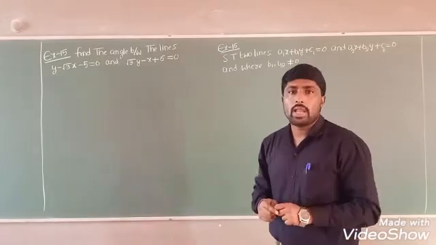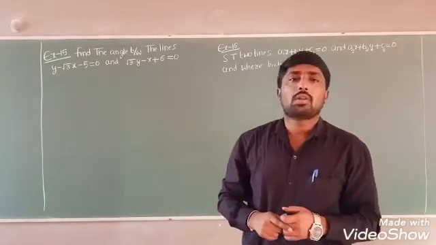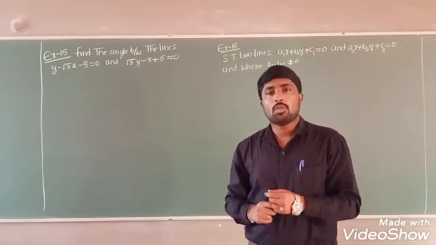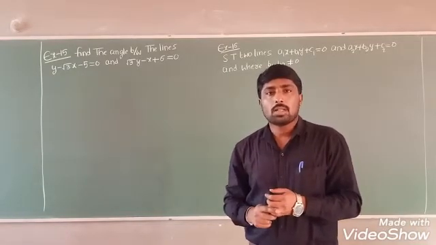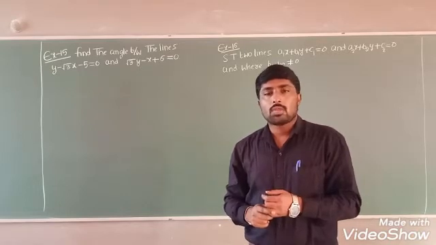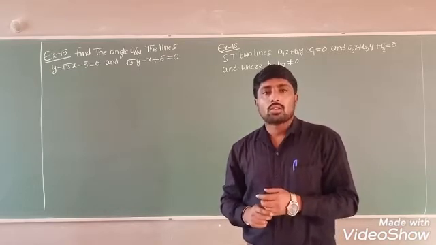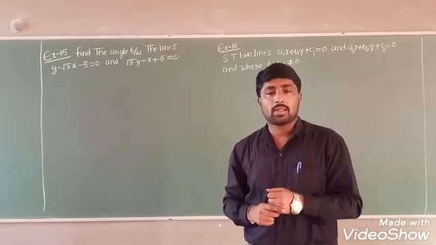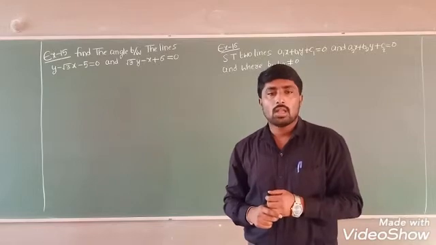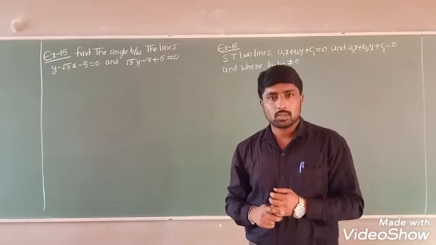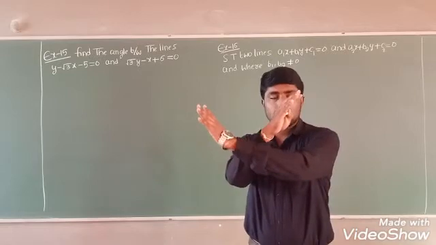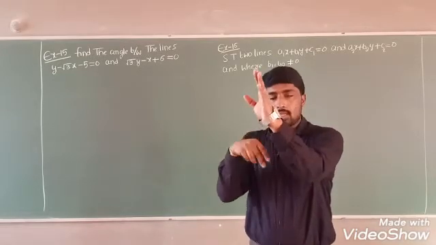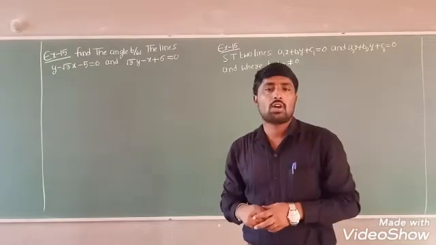Previously I told one formula, the angle between two lines formula: tan theta equal to modulus of (m2 minus m1) by (1 plus m1 m2). If theta is an acute angle, then phi is the obtuse angle. So if you want to find phi, the obtuse angle, it is equal to 180 minus theta. If any two lines are intersecting like this, between these two lines is one angle and here is another angle, two angles are forming.